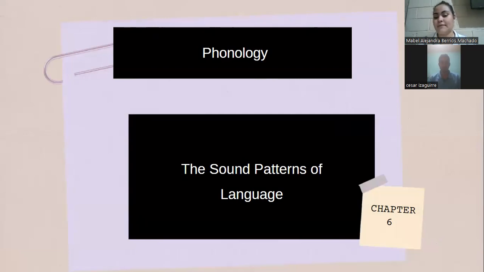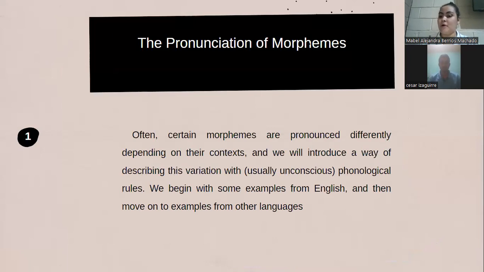But we wonder what phonology is. Phonology is the sound patterns of the language. In phonology, we have morphemes, phonemes, and allophones. Certain morphemes are often pronounced differently depending on their context. We will introduce a way of describing this variation, which is usually unconscious: phonological rules. We begin with some examples in English, and then we will move on to examples from other languages.